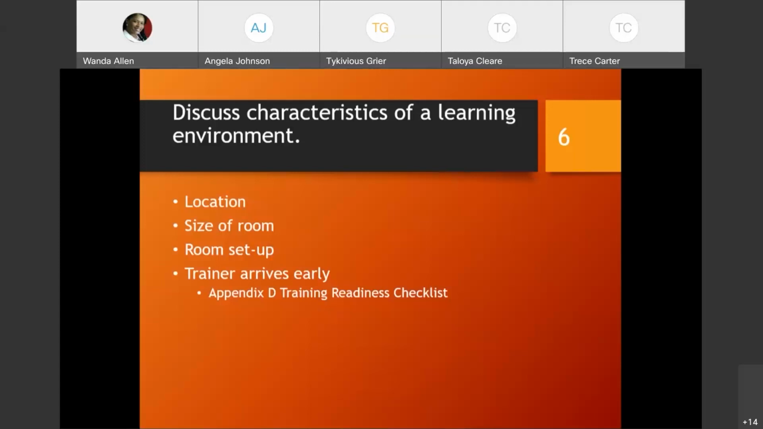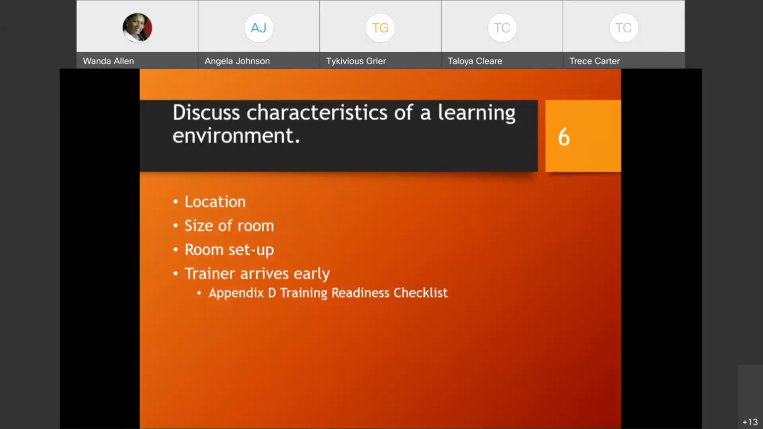The trainer arriving early helps to facilitate a comfortable environment and makes a positive impression. It is recommended for trainers to arrive about 30 to 45 minutes before the scheduled class time. And of course, sometimes that can be cut down. It just depends on how much you make sure that's set up and available and ready to go the day before. But if you're presenting, you do want to make sure you arrive early. If you look in your appendices, there's an appendix D, and it gives you a checklist as it relates to training readiness.